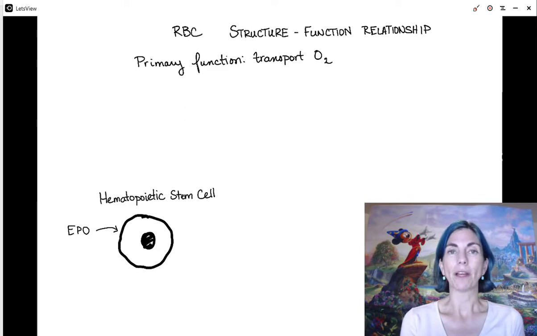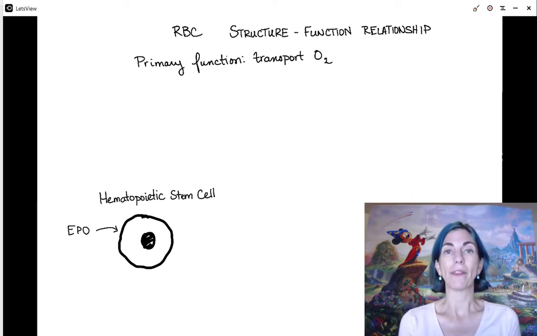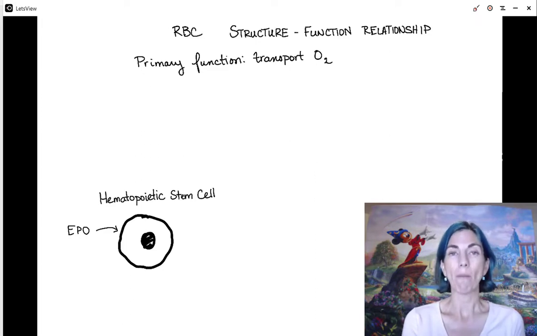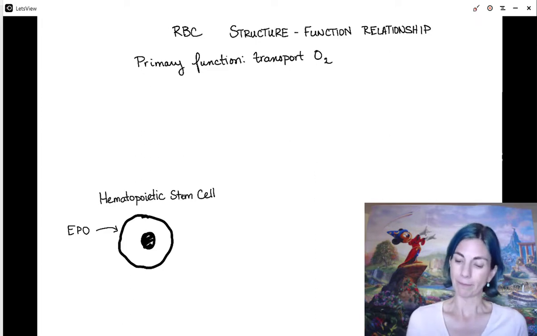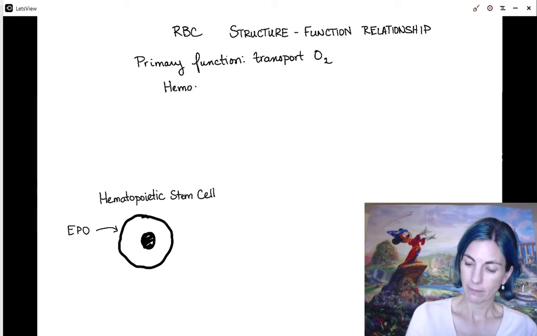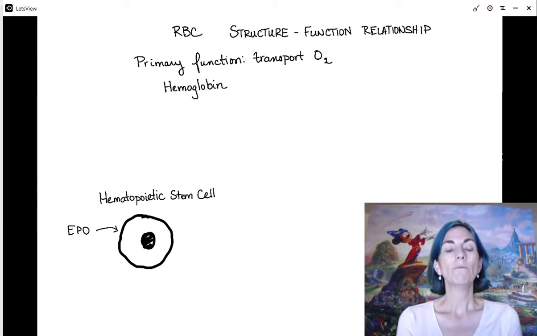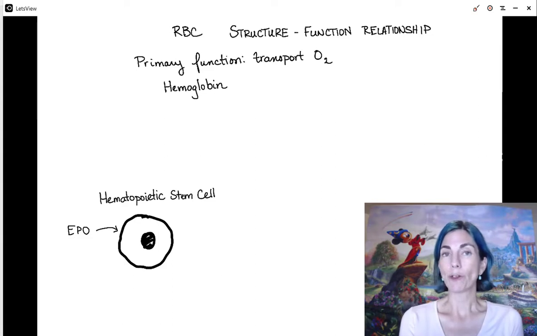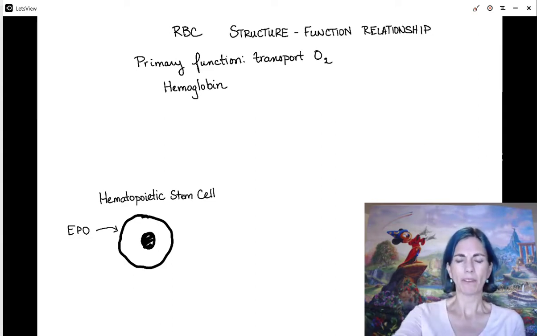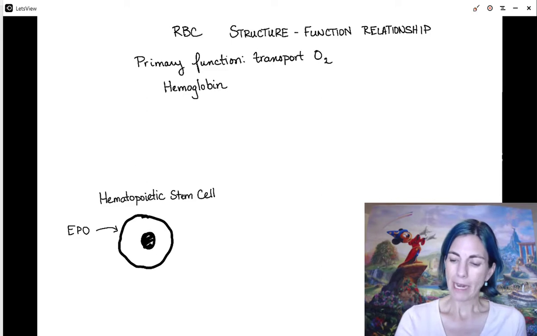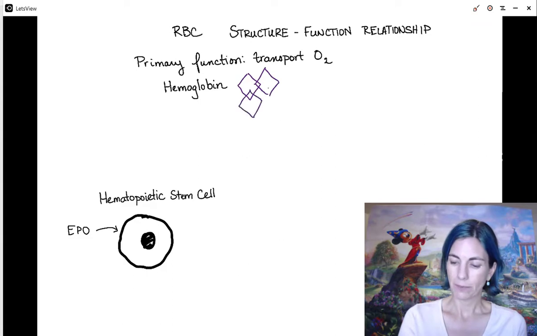Well, it turns out that there is a special molecule within each red blood cell that actually does the transportation job, and that molecule is called hemoglobin. So hemoglobin is actually a pretty large protein. I'll show you an image of it in a moment. But it is a large protein, and when I draw out hemoglobin, I draw it like this. I'll take 4 diamonds and overlap them, as shown.